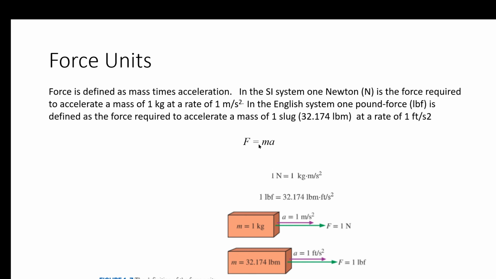So F equals ma, right? So force is equal to mass times acceleration. And we have the relationship, same thing we have to do here. And just in terms of what it is, right? 1 pound force is one slug, which is 32.17 pounds mass, to get it to go 1 foot per second squared. That would give you 1 pound force. And that's just showing you the comparison between the two.